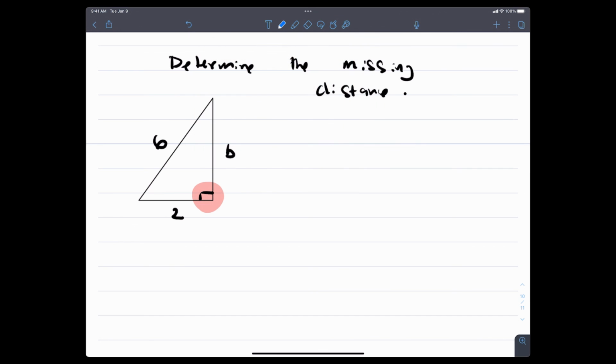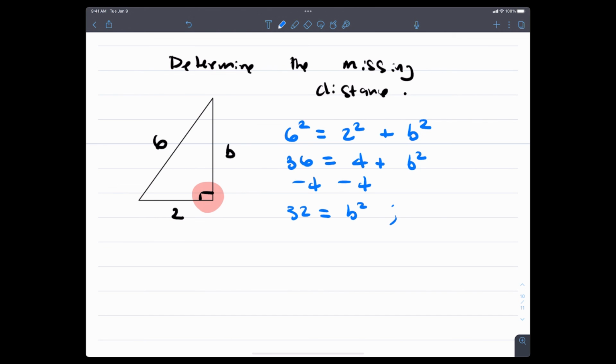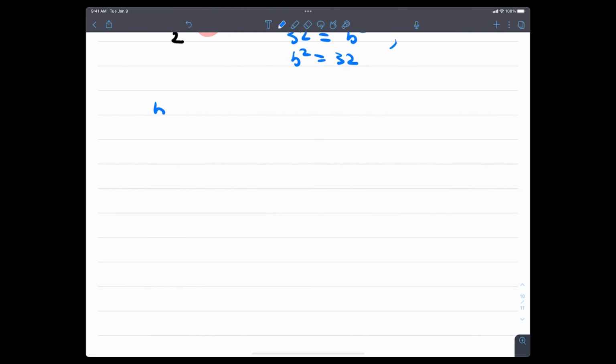So then now, what do you say? 6 squared is what? 2 squared plus b squared. 36 is 4 plus b squared. 32 is b squared. B squared is 32. So what would b be? Plus or minus square root of what? 32. Okay, and you say, you know what? What can you do with this? There's 2 things we can do. Yes, we want to throw out the negative answer.